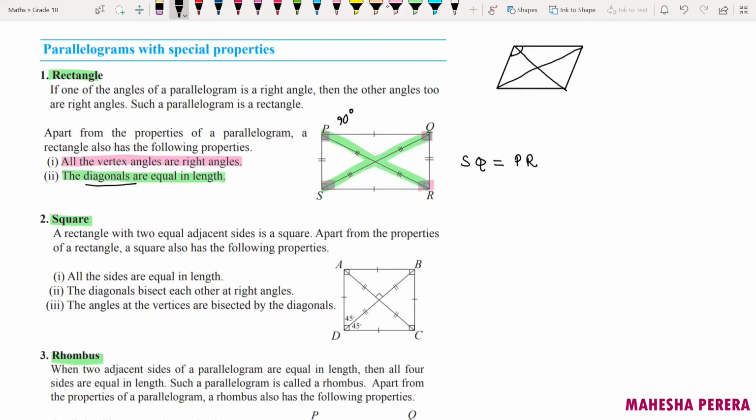So that's the speciality. Right, what about the square? Now, the square has these special properties. All the sides are equal in length.